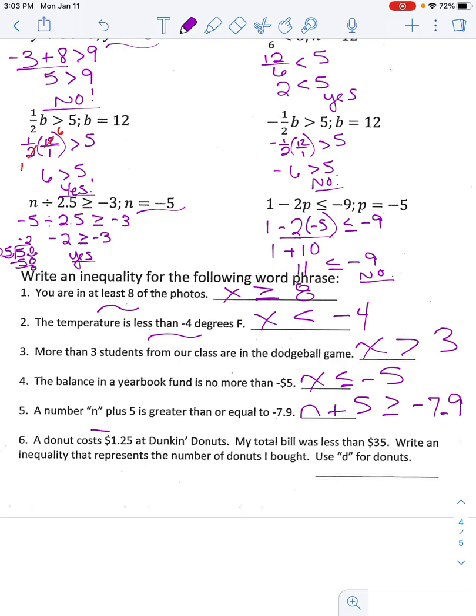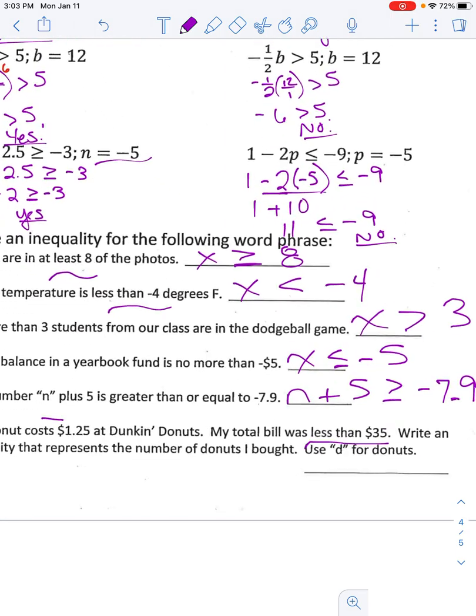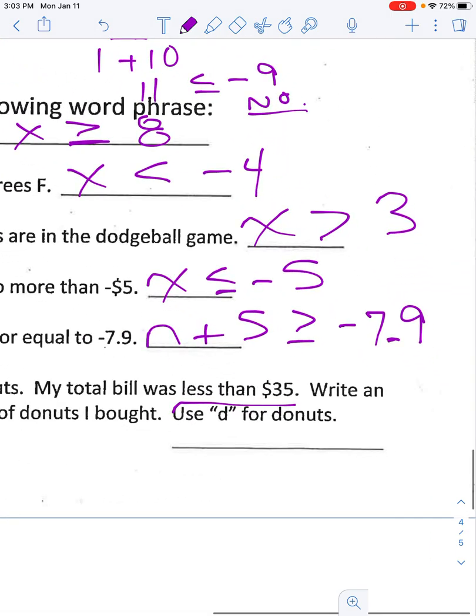And then a donut cost $1.25 at Dunkin' Donuts. My total bill was less than $35. Write an inequality that represents the number of donuts I bought. Use D for donuts. Okay, we don't know how many donuts, but they're $1.25 per donut. So we can say $1.25 per donut, and your bill was less than $35.